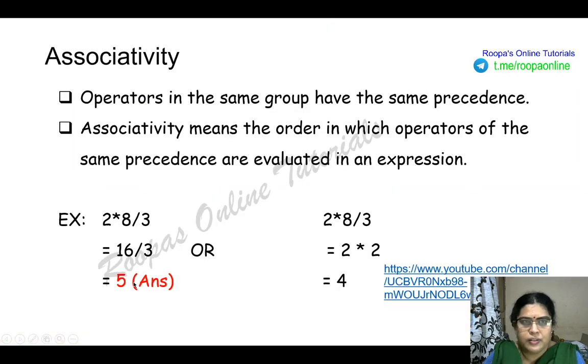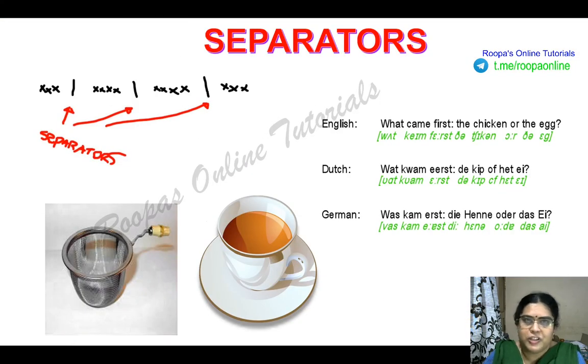Hope you understood this. And then we come to the last token, the separators. You can see that I've given some common real world examples. You have numbers which are separated by a symbol like this. These are all separators, and then you have the tea filter where we filter the tea.